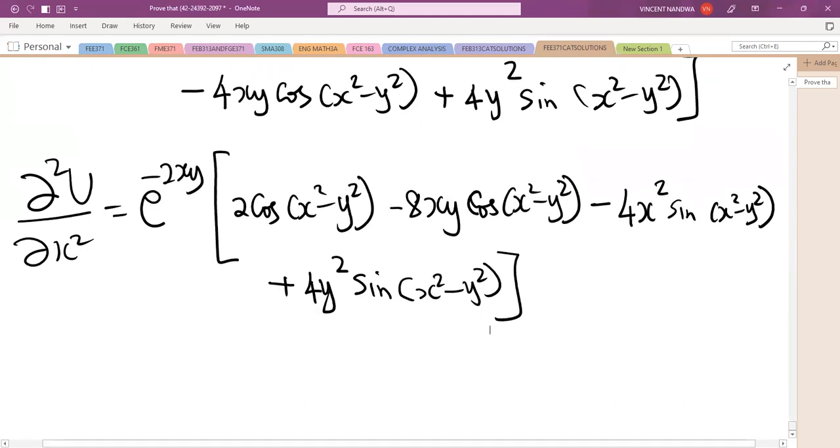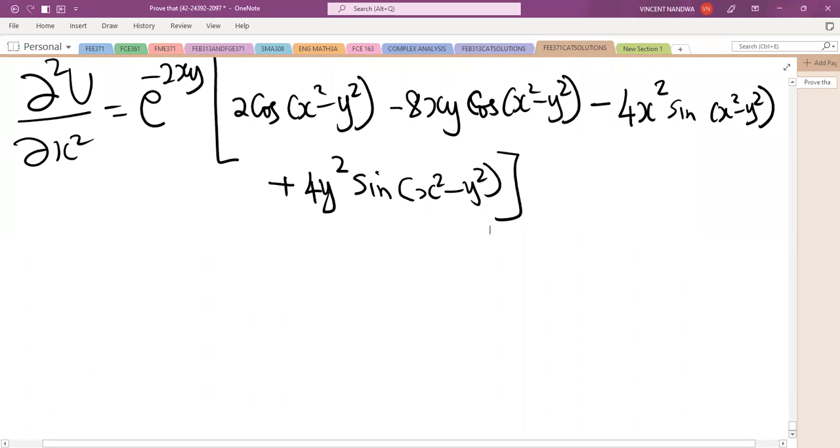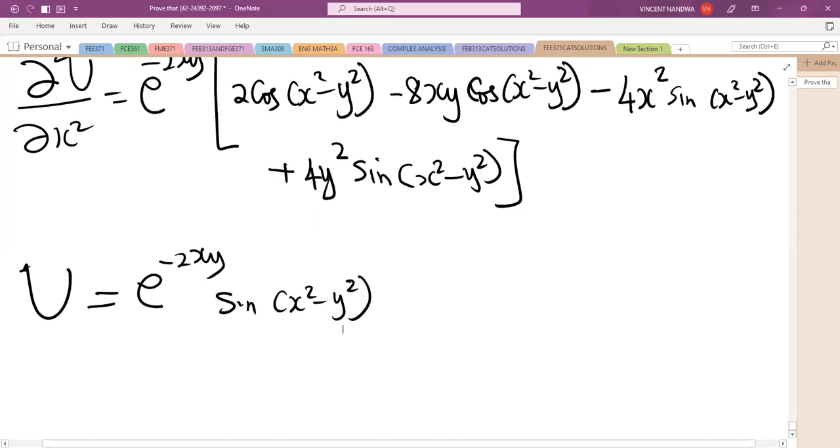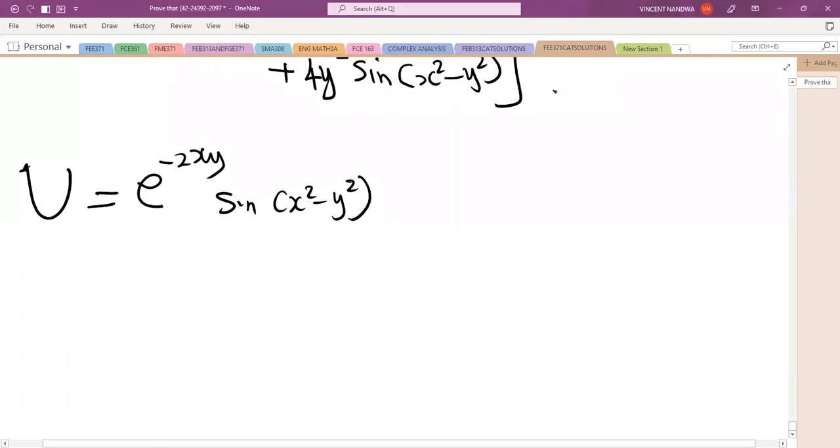So that's the expression for the partial squared u partial x squared. And then remember u is given by e raised power minus 2xy and then sine of x squared minus y squared. So let's start now getting partial derivatives with respect to y. Let's call this one equation 1.